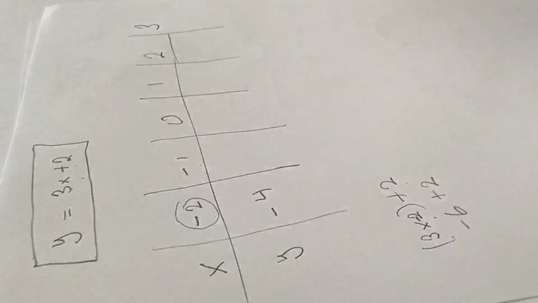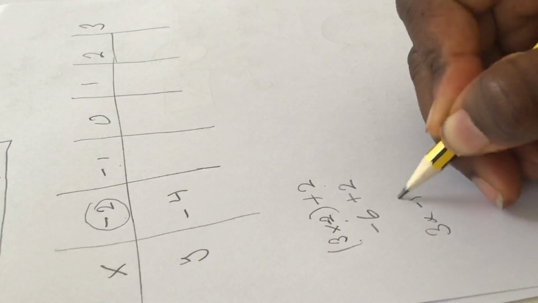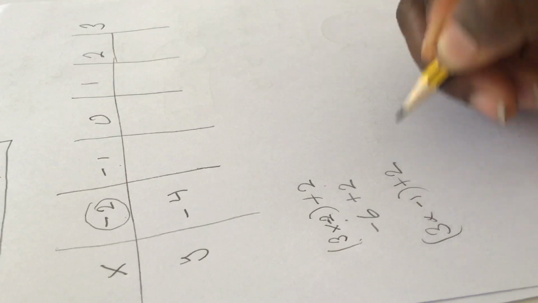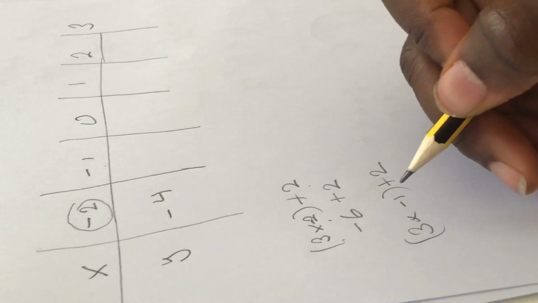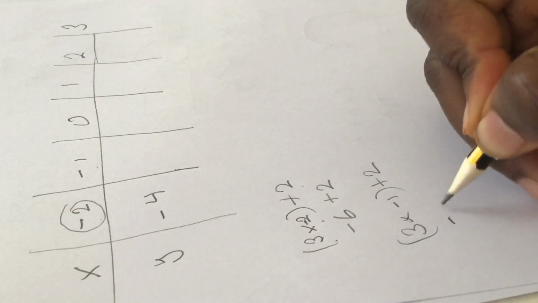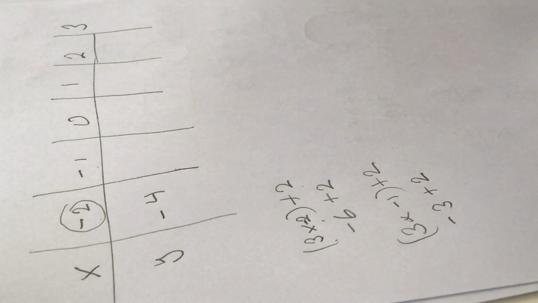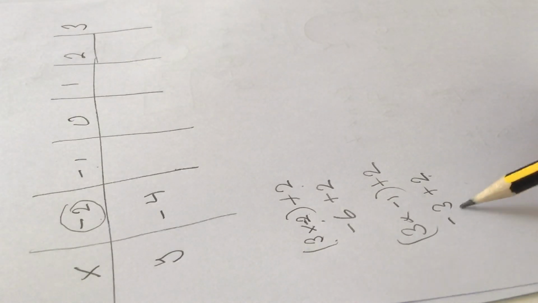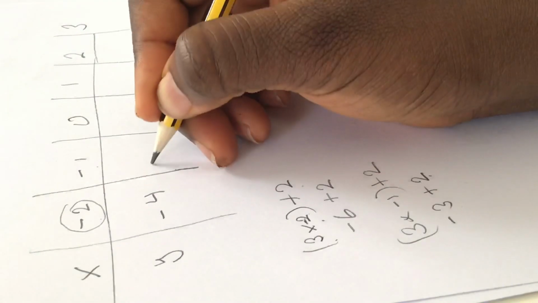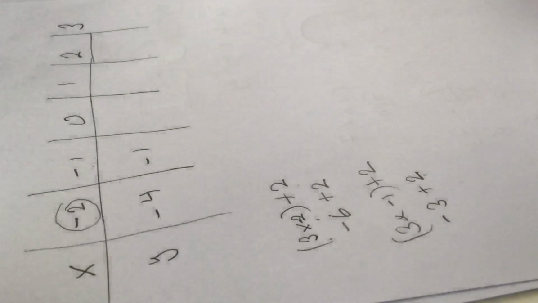You take the next one. x is equal to -1. So 3 times -1 plus 2. What is 3 times -1? -3. -3 plus 2. What's the answer for -3 plus 2? -1. Yeah? Next one.